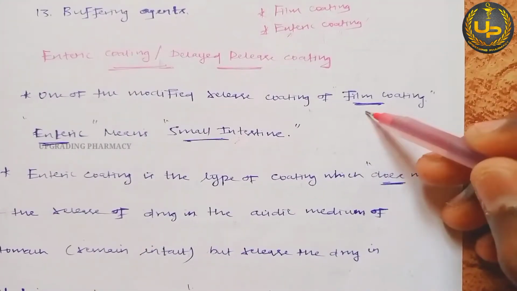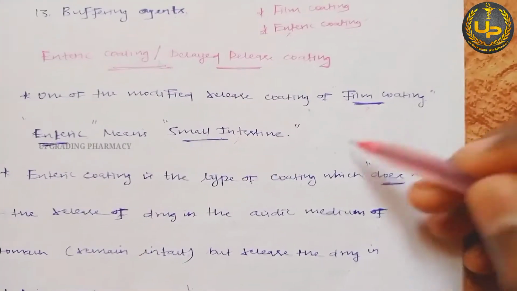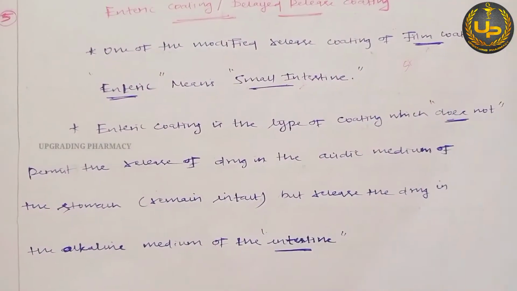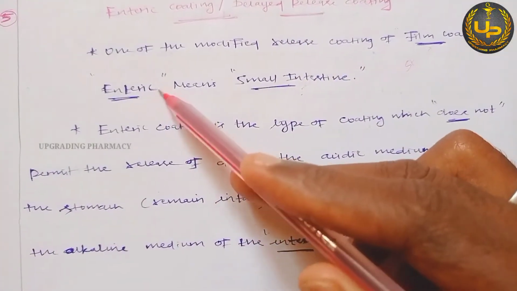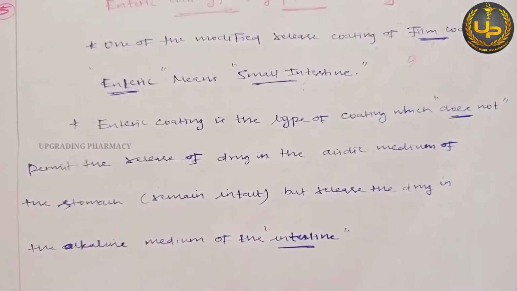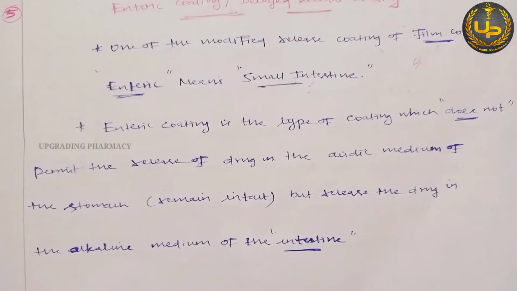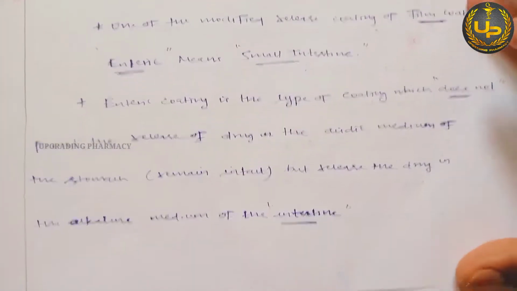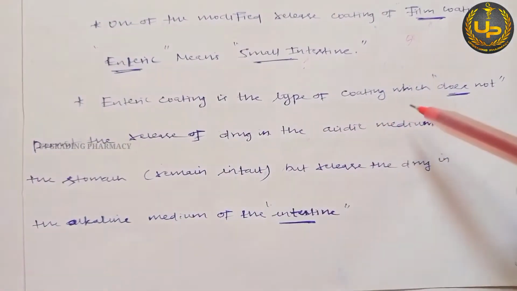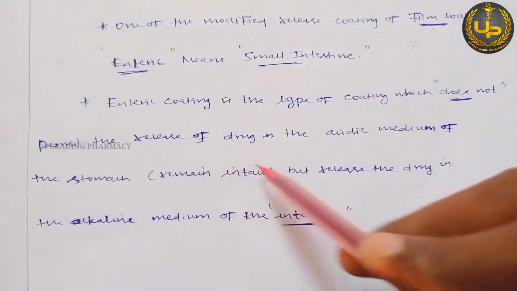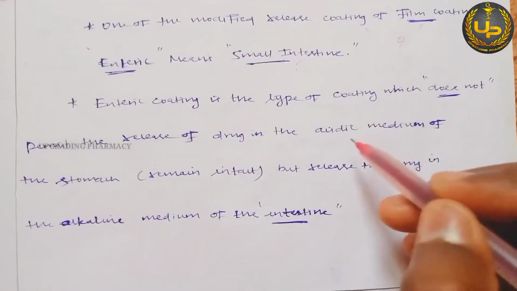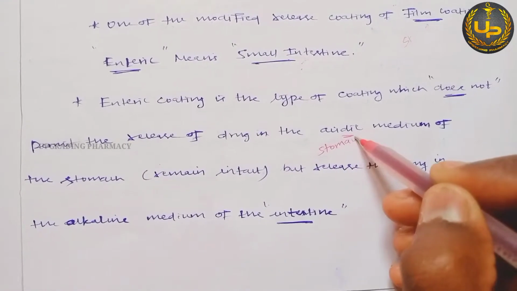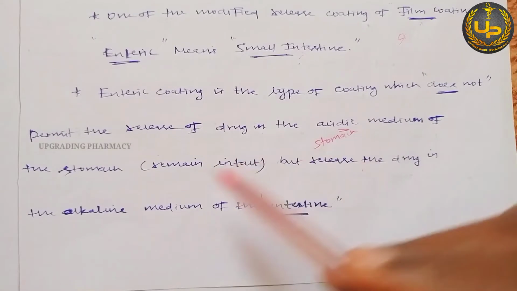Film coating releases the drug in the stomach, but with enteric coating the drug is released in the small intestine. The drug is released only in the small intestine for specific reasons, or to withstand the HCl acid secretion in our stomach. Enteric coating does not permit the release of the drug in the acidic medium, which means the stomach. In the stomach the drug will not be released, but it is released in the alkaline medium.